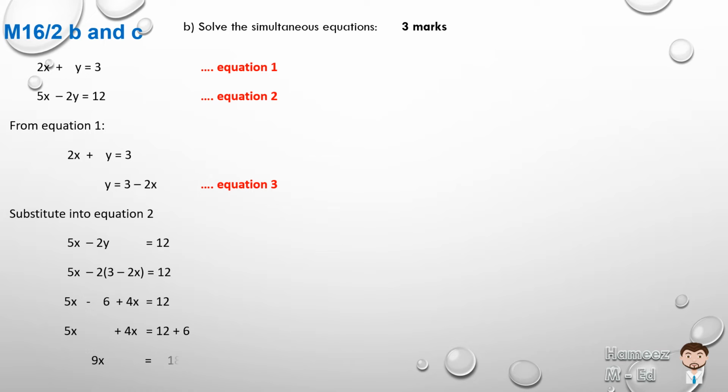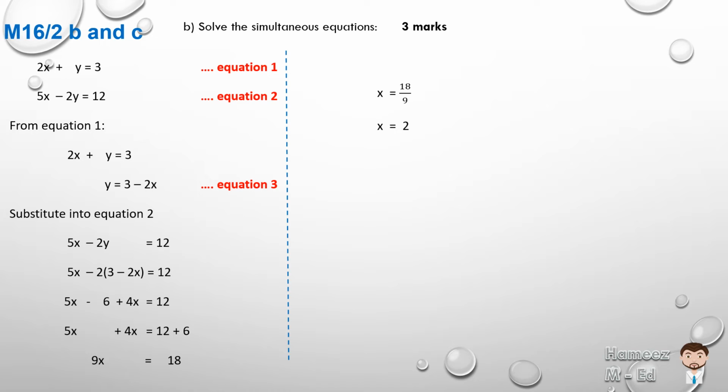So 5x plus 4x is 9x is equal to 12 plus 6 is 18. And if we know 9x is equal to 18 and we want to find x alone, what is the 9 doing? The 9 is multiplying. When I carry it across, it will do multiplicative inverse, meaning it will divide. So we can write x is equal to 18 over 9. 9 into 18 is 2, so x is equal to 2.